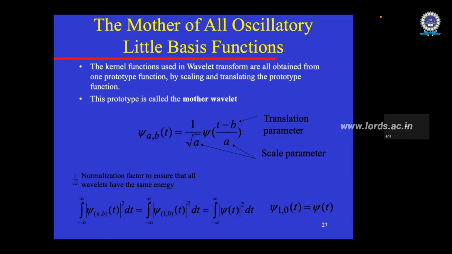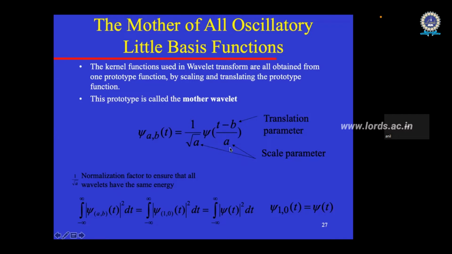Which is not a great idea, because my signal is only 0 to 2 seconds, for example, and I am representing it from minus infinity. Instead of that, I can use the wavelet transform. In this wavelet transform, your basis functions are not there from minus infinity; they are of finite time. And you will get different wavelets using the values of A and B.